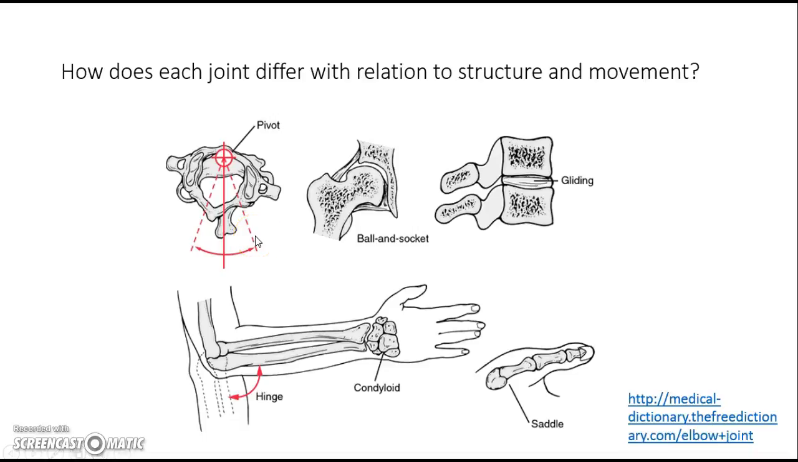The fifth slide is how does each joint differ with relation to structure and movement. The first joint is a pivot joint. A pivot joint allows one bone to rotate around another.